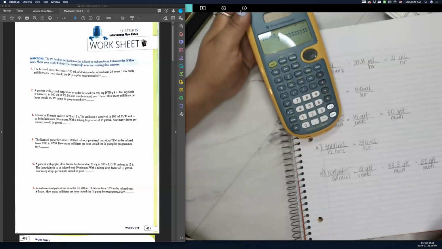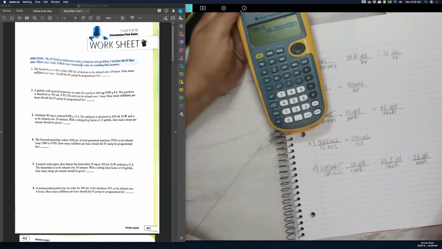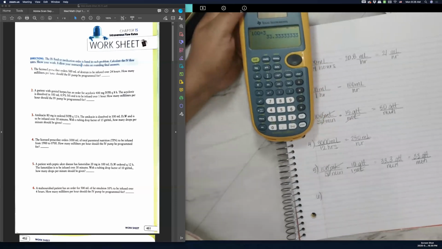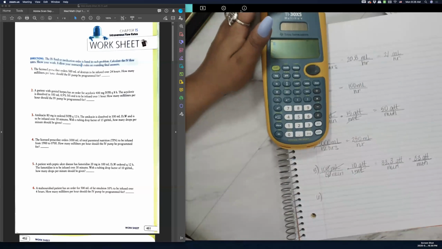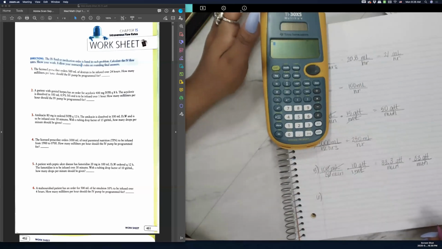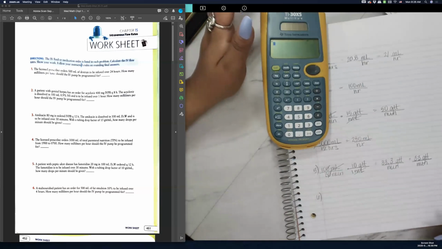Okay. So 6, a malnourished patient has an order for 500 milliliters of fat emulsion 10% to be infused over 6 hours. How many milliliters per hour should the IV pump be programmed for?